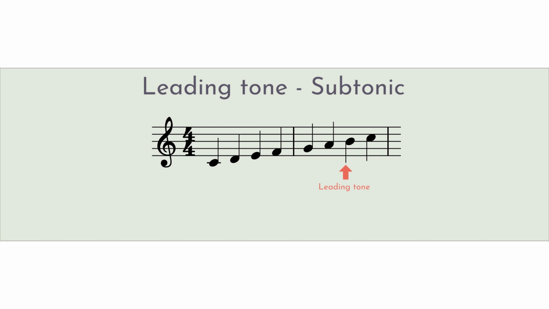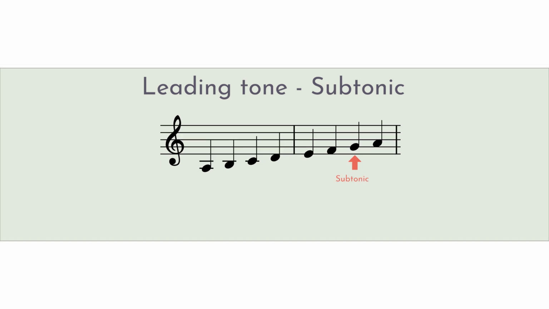In a major scale, the seventh degree is called the leading tone because it is a half step below the tonic and naturally leads back to the tonic. In a minor scale, the seventh degree is called the subtonic and does not have the same strong pull towards the tonic.